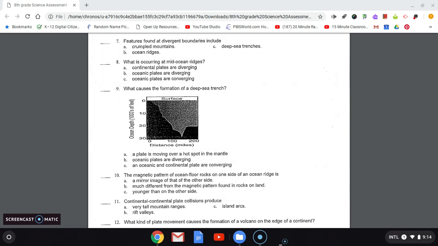Number 9, what causes the formation of a deep sea trench? Use the information below to help you. A, a plate is moving over a hot spot in the mantle. B, oceanic plates are diverging. Or C, an oceanic and continental plate are converging.